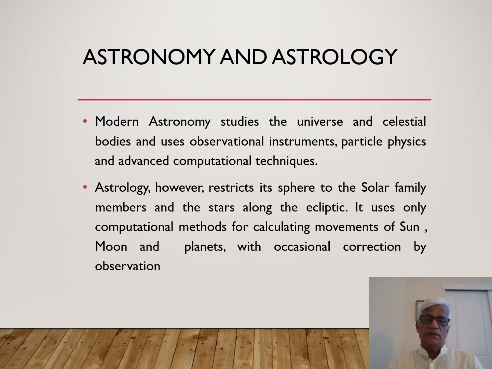Therefore, modern astronomy uses a very large number of observational instruments. It uses various principles of particle physics and it uses very advanced computation techniques. Astrology, however, has remained where it was and restricts itself to the sphere of the solar family members. And it uses only the stars along the ecliptic. The ecliptic means the path of the sun and the moon, what you see on the sky.